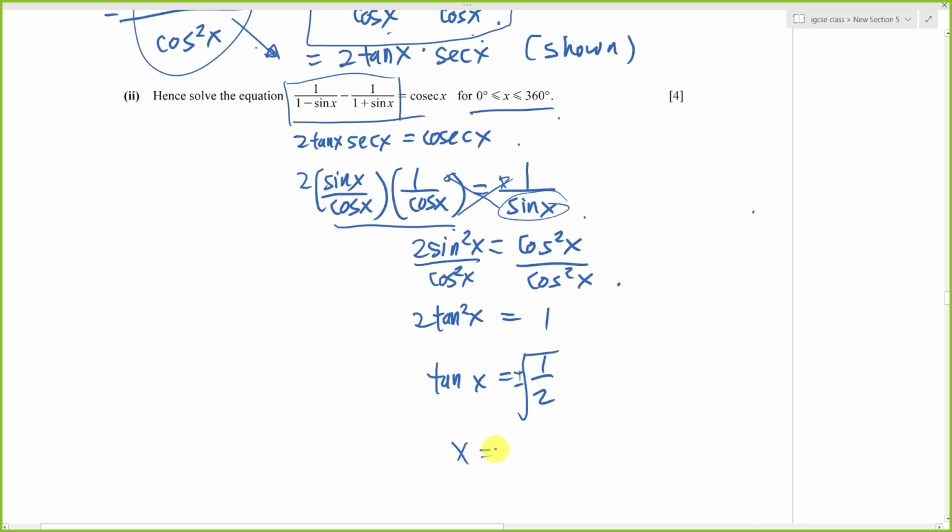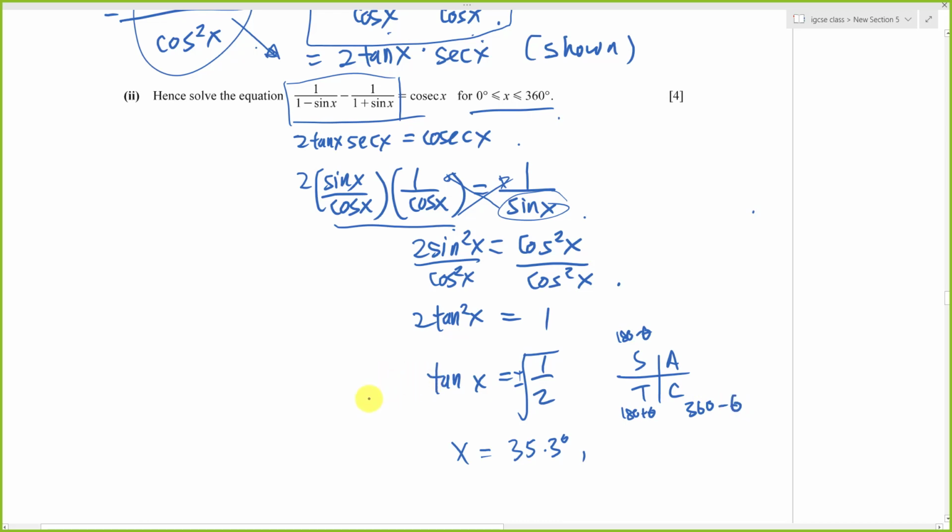So, yep. I make my calculator angle unit become degree first, then shift tangent, square root 1 over 2. And then I get 35.3 as my first quadrant. But because of plus minus, all 4 quadrants are also included. The second quadrant is 180 minus theta, right? 180 plus theta for the third quadrant, 360 minus theta for the last quadrant.